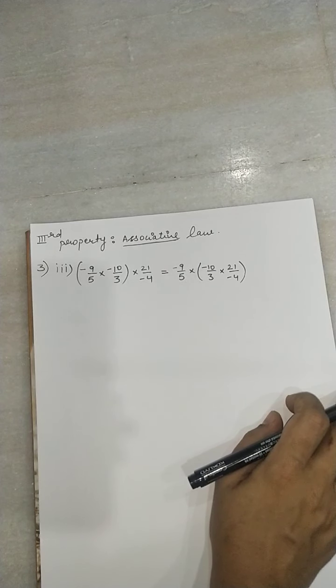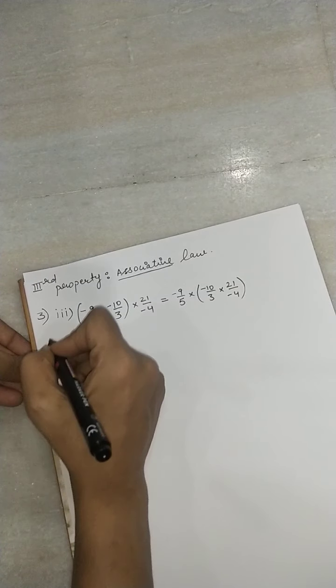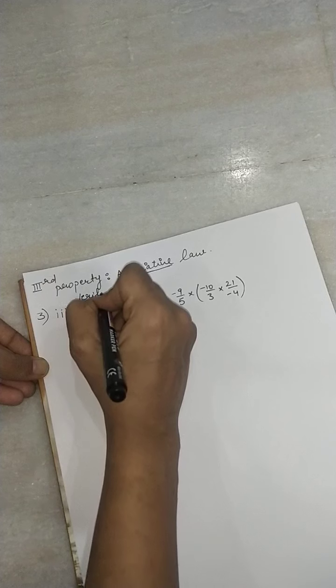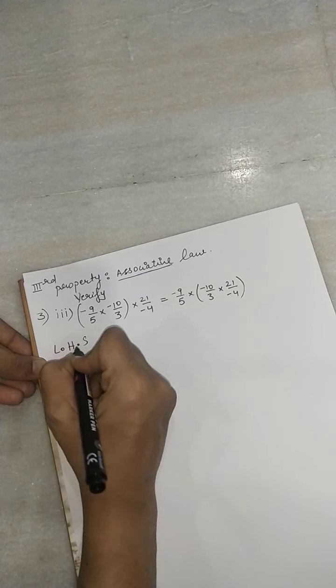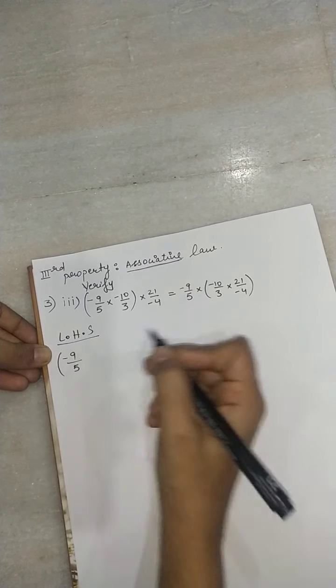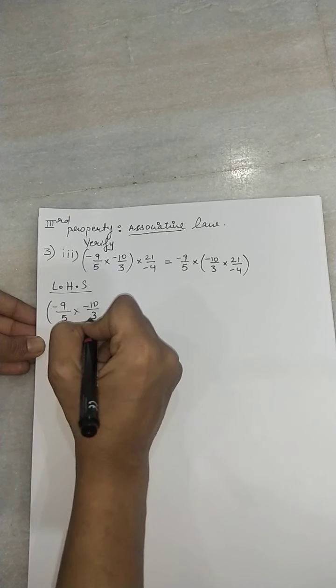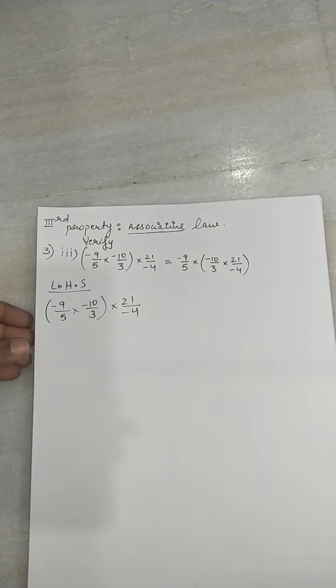In this question we have only three parts. Out of that, the third part I am solving for you so that it's clear to you. Now again it is a verify sum. I have told you how to solve verify sums, always by the LHS and RHS method. So LHS you have is minus 9 upon 5 into minus 10 upon 3 into 21 upon minus 4.